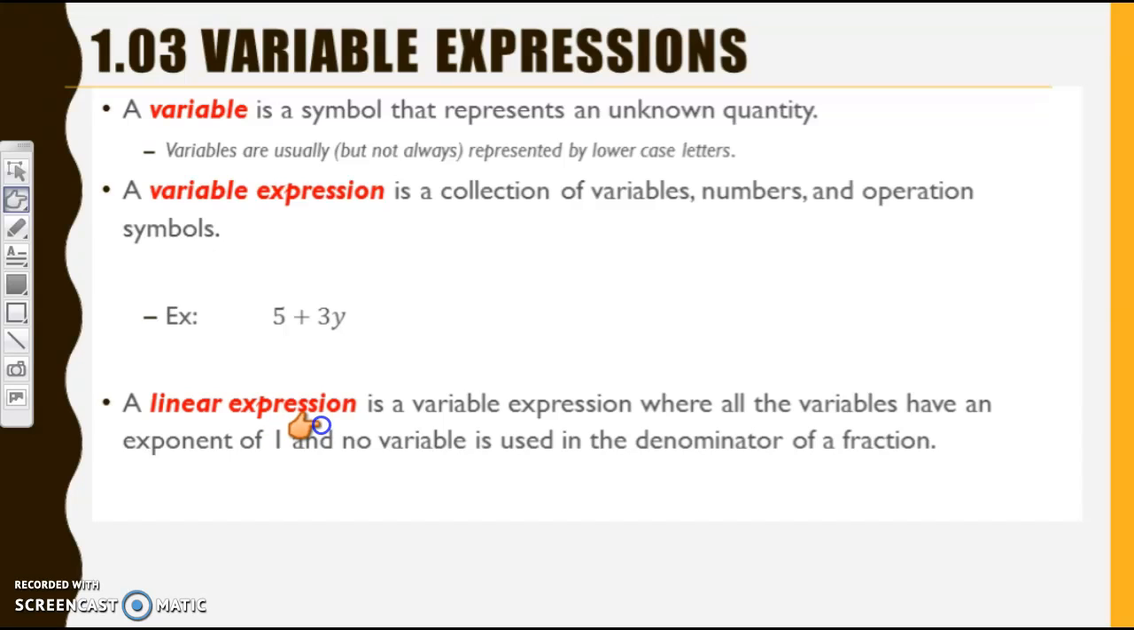A linear expression is a variable expression where all the variables have an exponent of 1 and no variable is used in the denominator of a fraction. An exponent is the little number that appears in the upper right-hand corner. So this one doesn't have an exponent, which means its exponent is 1. So this right here is a linear expression.